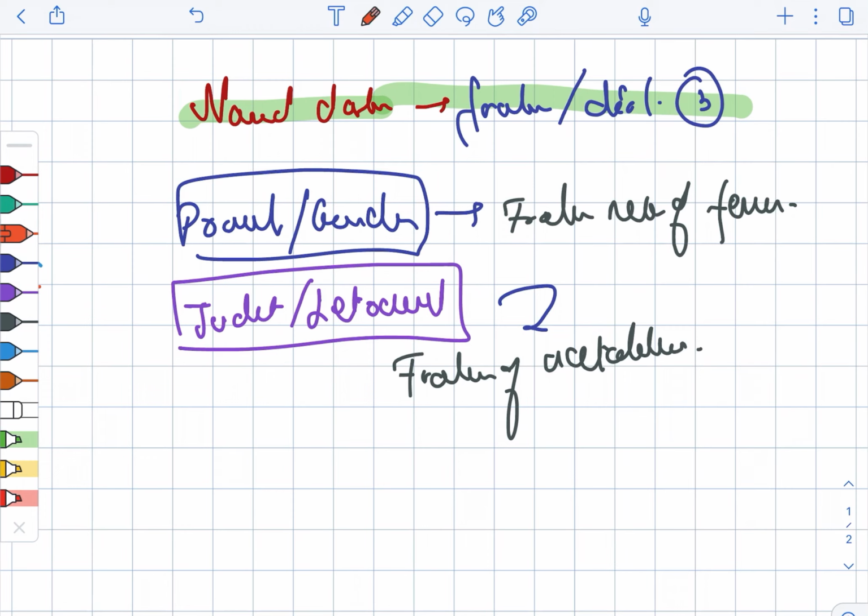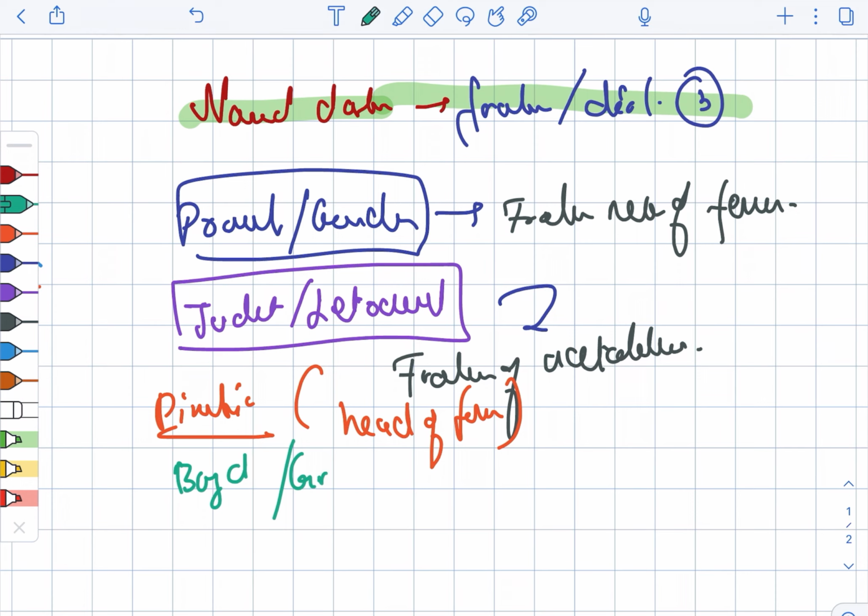Now looking at the Pipkin. Pipkin's classification is nothing but the fracture head of femur. And the Boyd as well as Griffin. Boyd and Griffin is nothing but the fracture of the intertrochanteric femur.